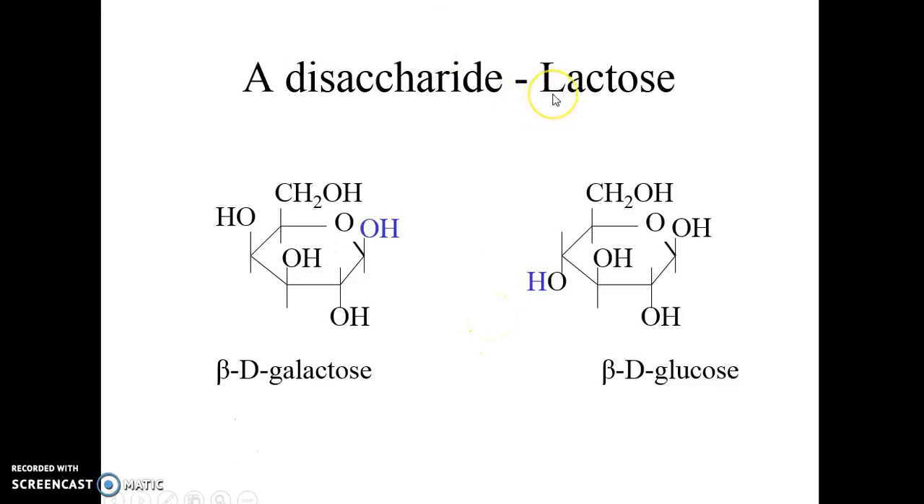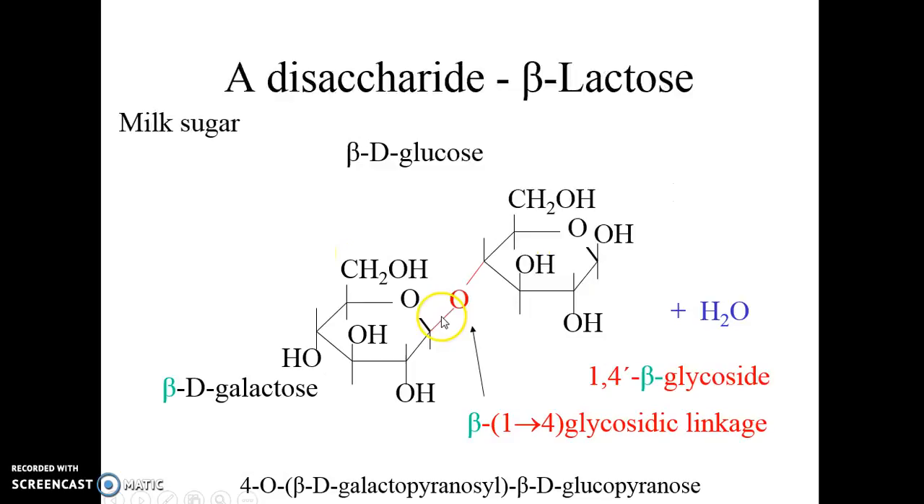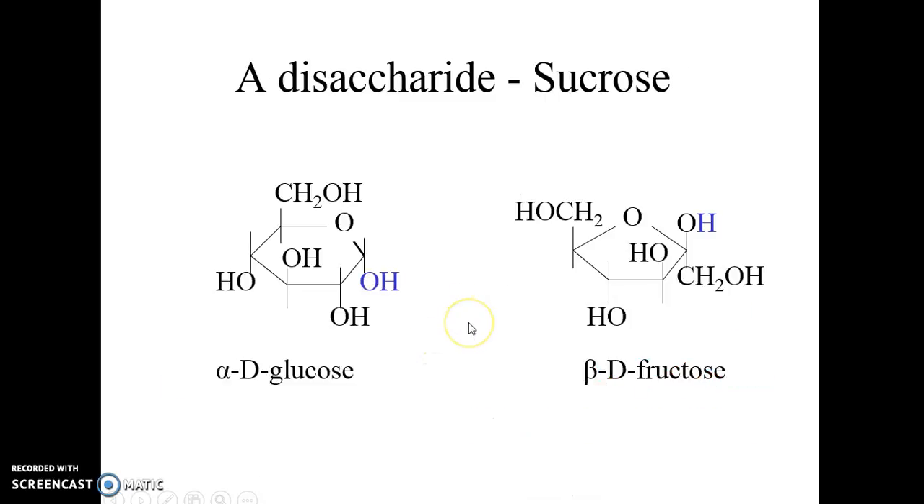Here is lactose. This is the sugar that you find in milk. What is lactose made of? It's made of galactose combined with glucose. Here you see this is a beta galactose. There is a beta glucose. What we're going to do is form the glycosidic linkage here. And what you get is beta, and remember this is 1, and this is 1, 2, 3, 4. So this is a beta 1,4 linkage.